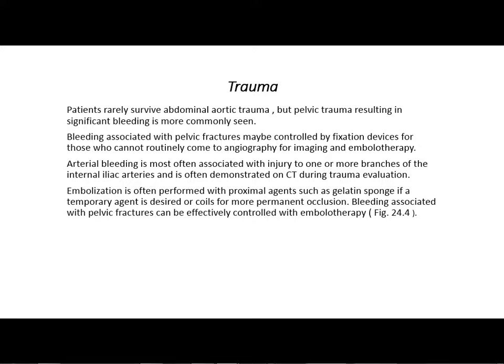Arterial bleeding is most often associated with injury to one or more branches of the internal iliac artery and is often demonstrated on CT during trauma evaluation. Embolization is often performed with a proximal agent such as gelatin sponge if a temporary agent is desired, or coil for more permanent occlusion. Bleeding associated with pelvic fracture can be effectively controlled with embolotherapy.